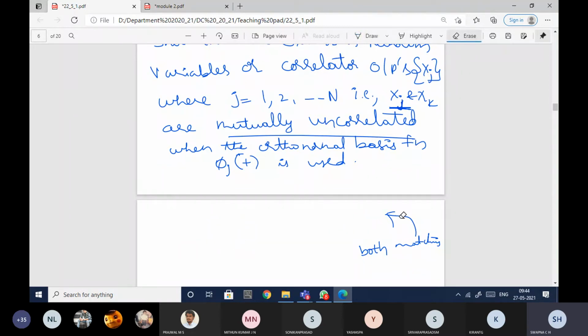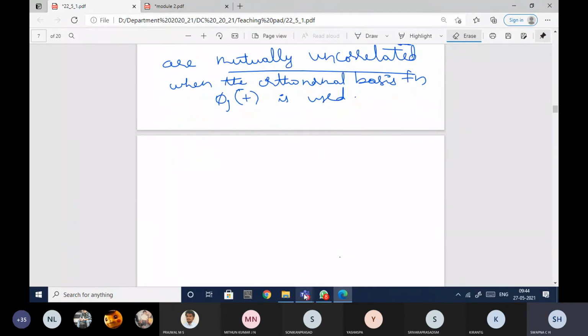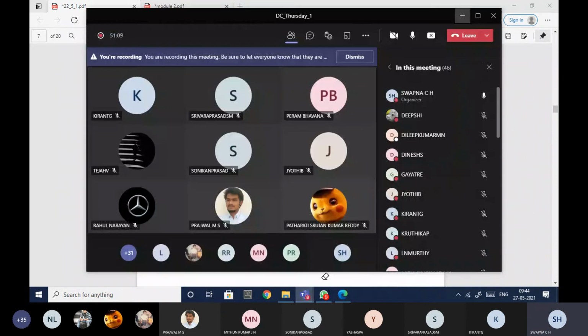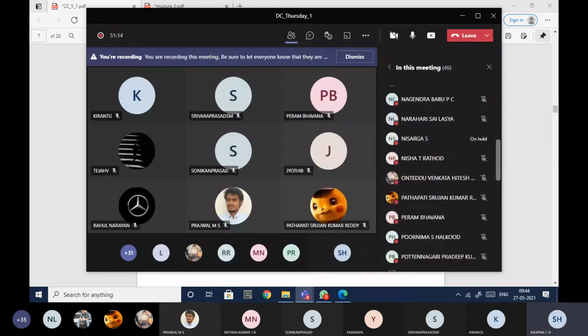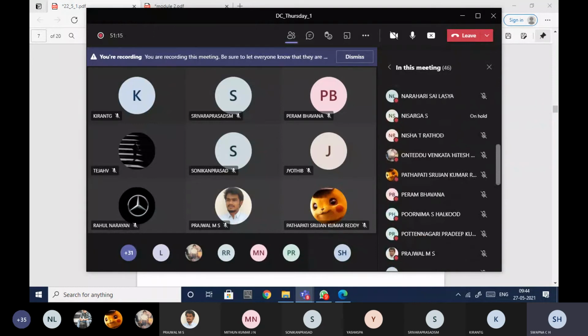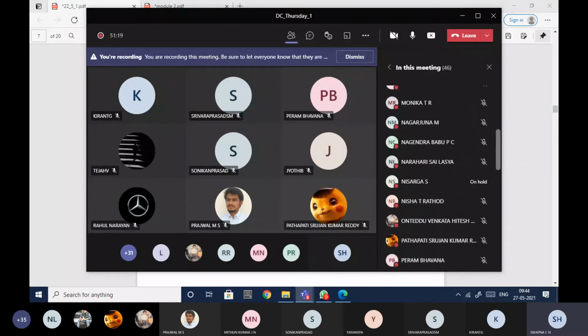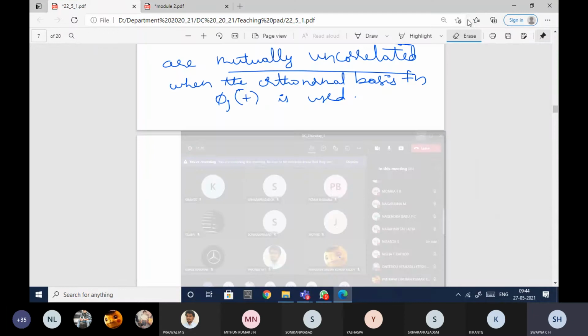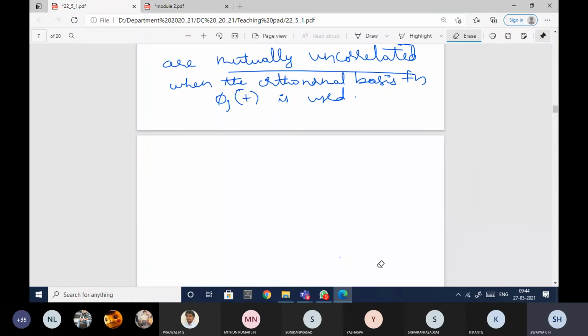Hope you people are understanding. Are you understanding? Yes, ma'am. Others also please respond. I'm just telling you when we use correlation and when we use covariance. If you want to find the similarity between the signals, we'll go with correlation. When we want to find the non-similarity, we'll go with covariance.